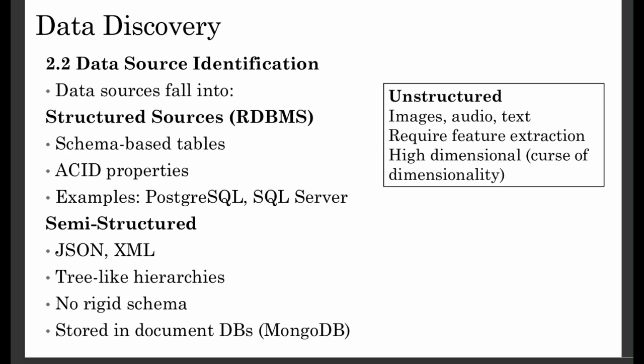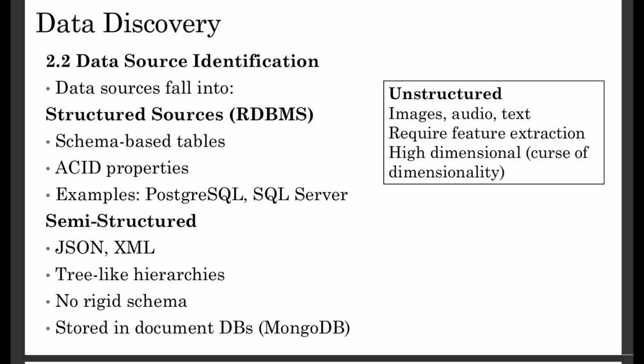Now coming to unstructured data. This includes images, audio, and text. These require feature extraction before machine learning can be applied. They are also high dimensional, meaning they can have a very large number of features, which leads to what is called the curse of dimensionality, a challenge we'll address when we discuss feature selection. Understanding the structure of your data sources determines the preprocessing techniques you will need to apply.